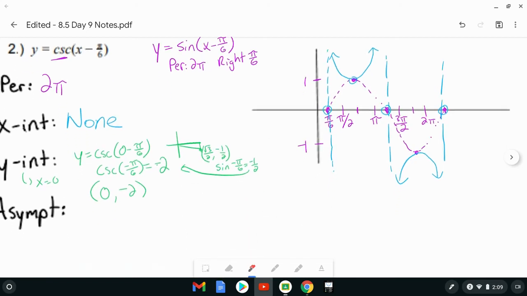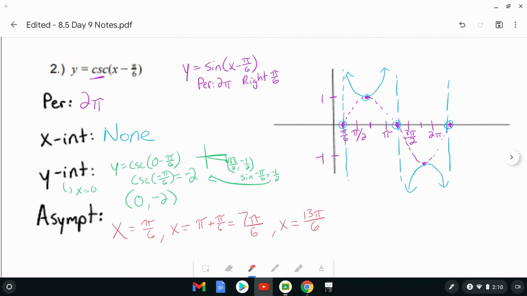For the asymptotes, we saw the shift. Remember that the x-intercepts of the sine function, so x equals pi over 6, x equals pi plus pi over 6, because we shifted that right, pi over 6, so you would get 7 pi over 6 would be the second one. And then the same thing with 2 pi, so you would get x equals 13 pi over 6. If you take the 2 pi and you add pi over 6, that would be 12 pi over 6 plus pi over 6 is 13 pi over 6.